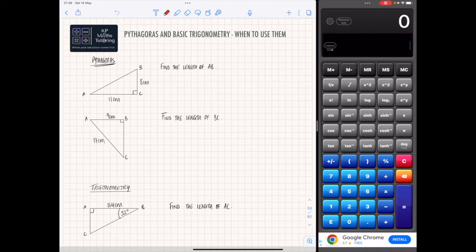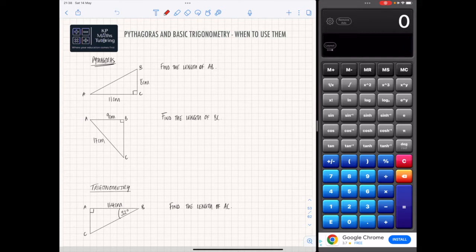Worth noting that trigonometry could come up in a paper 1 because of your exact values of trig. So if you're not 100% sure on exact values of trig and how to use them, watch the video I've done on that as well. Okay, so let's jump straight in.